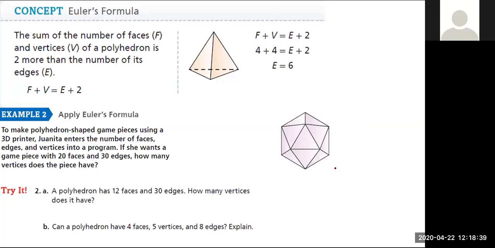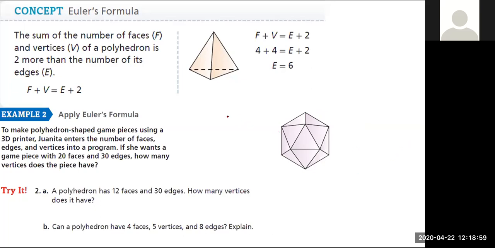Most common mistake on here is people forget to add the 2. So a lot of times people will say F plus V equals E. Just make sure that you always add the 2 on that side. So you're adding 2 with the number of edges. So F plus V equals E plus 2.